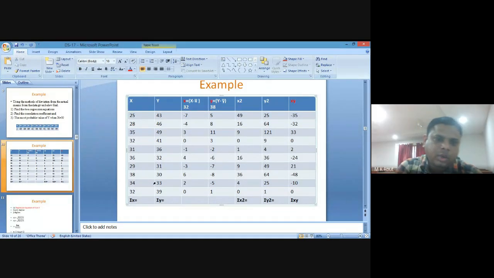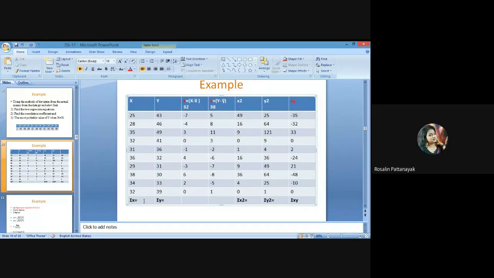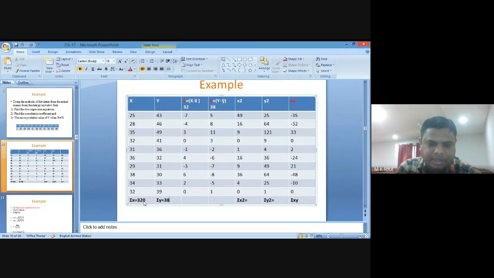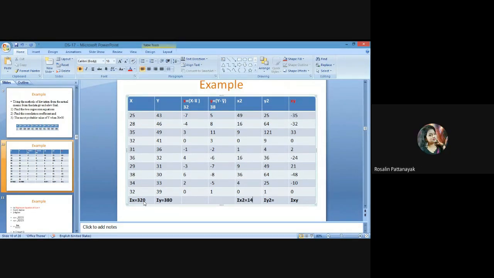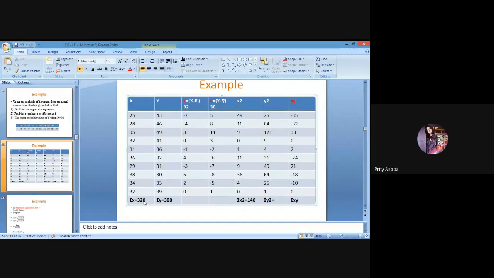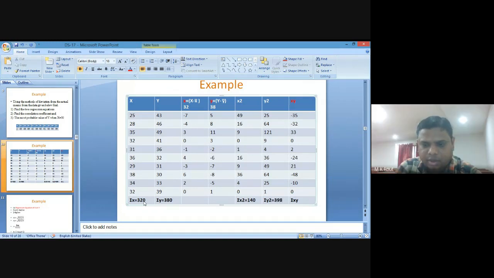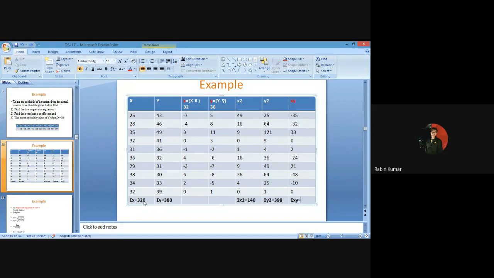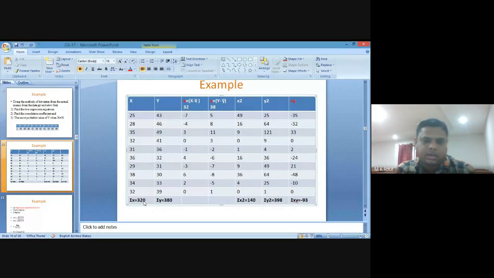So what is the sum of x here? 320. Okay, good. Next one, 380. And sum of x square, 140. Sum of y square, 398. And sum of xy is -93.